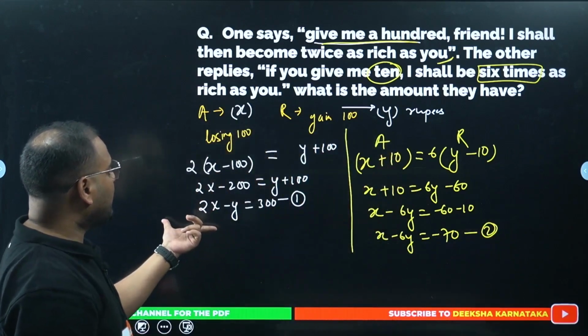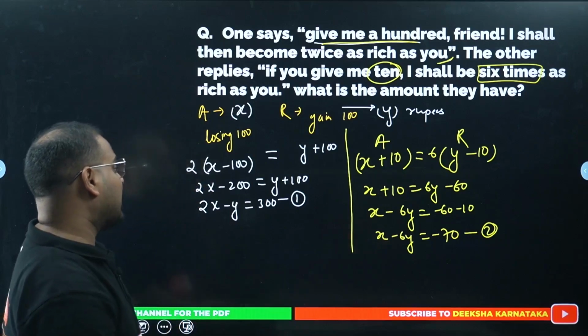Now check it out here. 2x there, it is just x here. I have to do the elimination. So what am I going to do?